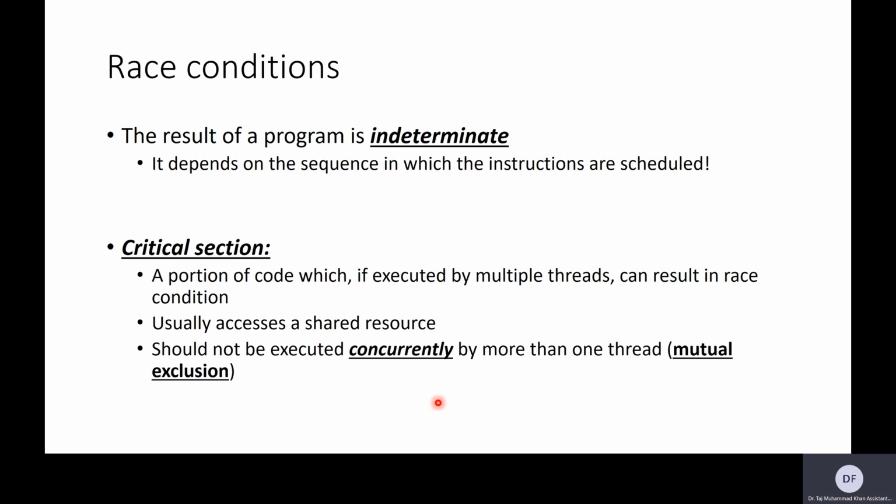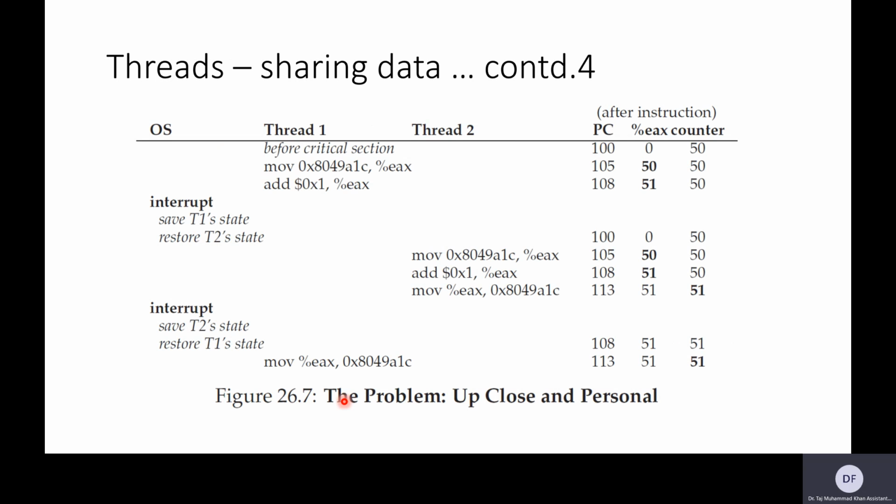This principle, in which only one thread executes the code of the critical section, we call mutual exclusion. They mutually exclude each other from the critical section. Only one thread is in the critical section executing its code at any given time, and all the other threads are excluded. So this will solve the problem of race condition as we saw in this slide.